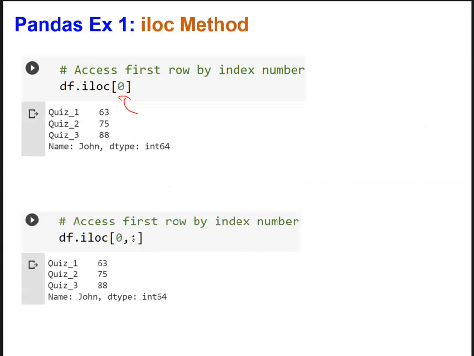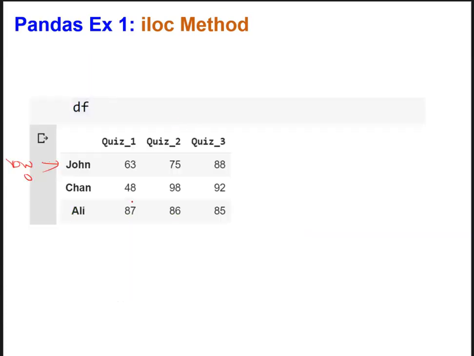And so this is the same as typing in comma and then colon. Colon again in Python means everything, right? So these two are the same. I've just typed them in to illustrate that they're the same. So if you type in the colon, it means you want all the columns, right? All columns.